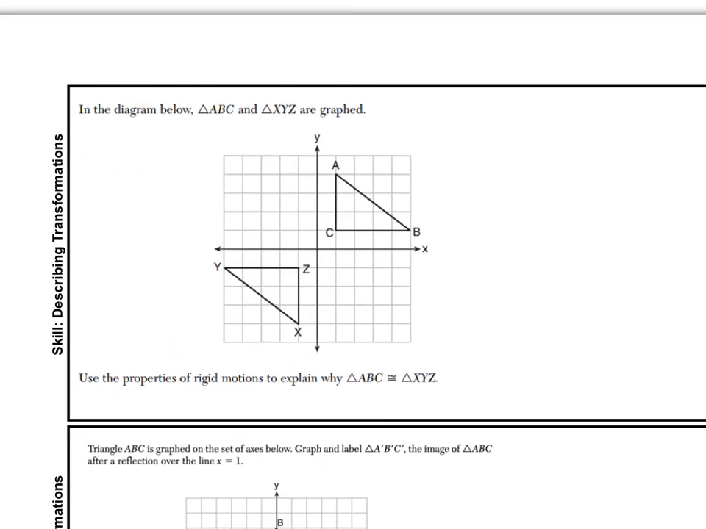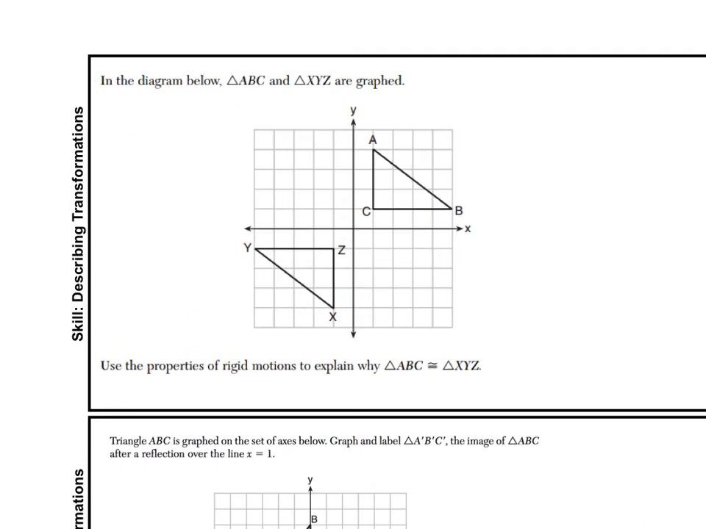So if we go to this next one right here, once again, we're going to describe this transformation. So this one says, in the diagram below, triangle ABC and XYZ are graphed. Use the properties of rigid motions to explain why triangle ABC is congruent to XYZ. Now we could do that by just mapping them onto each other. Remember, to use the properties of rigid motions to explain why they're congruent, we have to map them onto each other, and then we have a very specific sentence we're going to say.